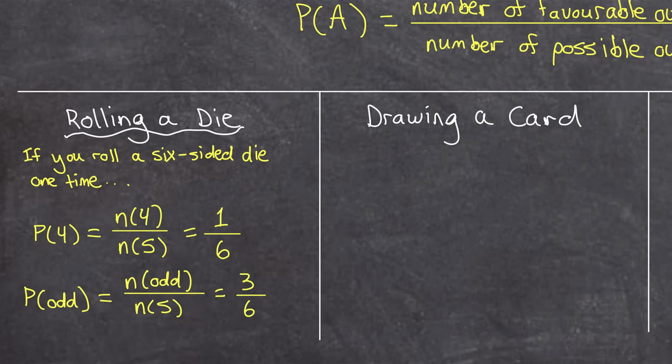So the theoretical probability of rolling an odd number is 3 out of 6, which reduces to 1 out of 2, or we could write that as 0.5 or 50%. Let's move on to drawing a card.